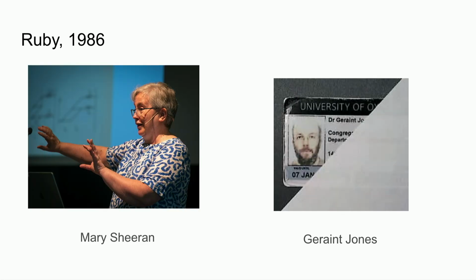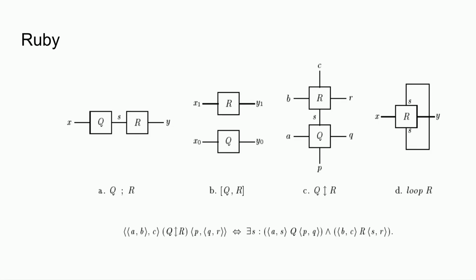So then, a bit later, around about 1986, Mary Sheeran and Geraint Jones came up with a new language called Ruby. And this is like a relational hardware description language. So some very cool, innovative features to it. Ruby was based on the idea that you would describe circuits with relations. And these relations composed the behavior of circuits. You see here Q and R are composed by the common wire S, a bit like the SystemVerilog you saw earlier on. And that was written as Q semicolon R. But you also compose layout. So the R is to the right of the Q.